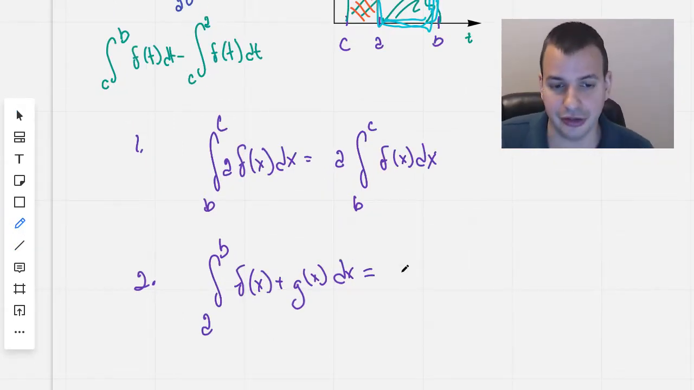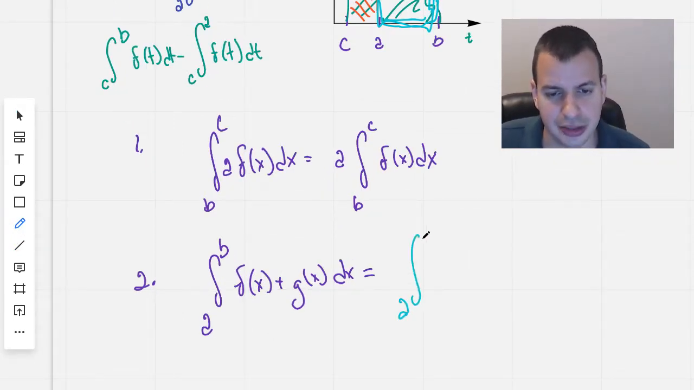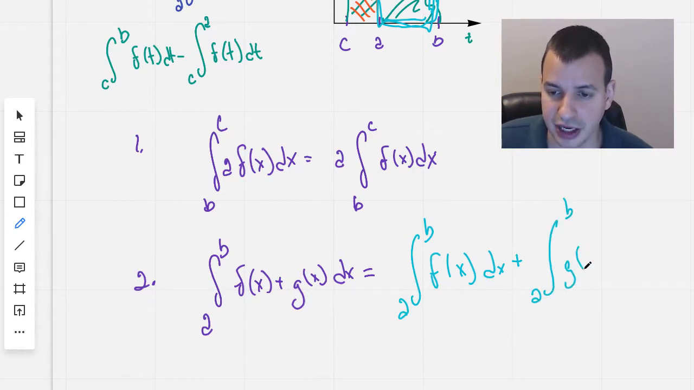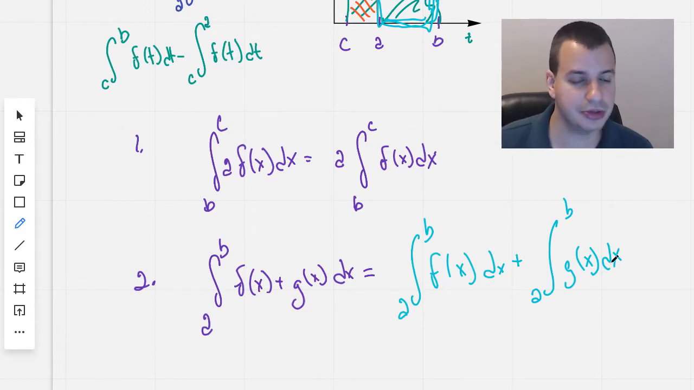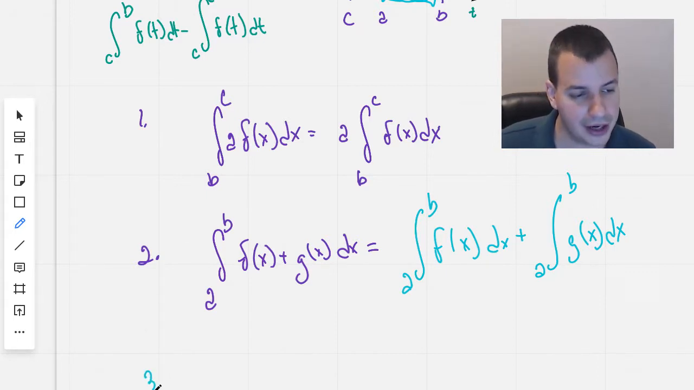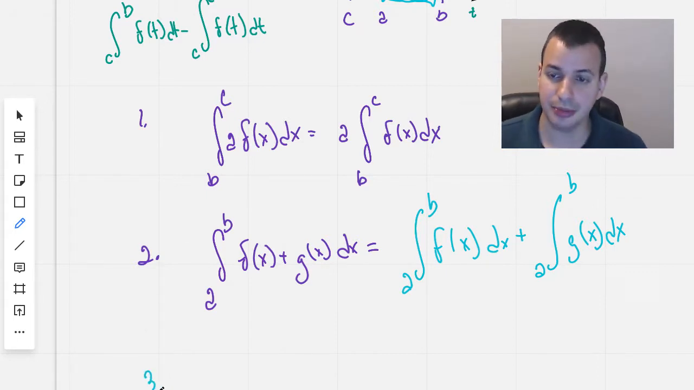Which, again, you think of it just as area under the curve, it's like, oh yeah, that seems almost downright reasonable. The integral from a to b of f of x dx plus the integral from a to b of g of x dx. And I don't try to memorize these per se. I just look at them and try to get an intuition of, okay, that's true. And then when I come across them in problems, I'm like, okay, this is how I use them.